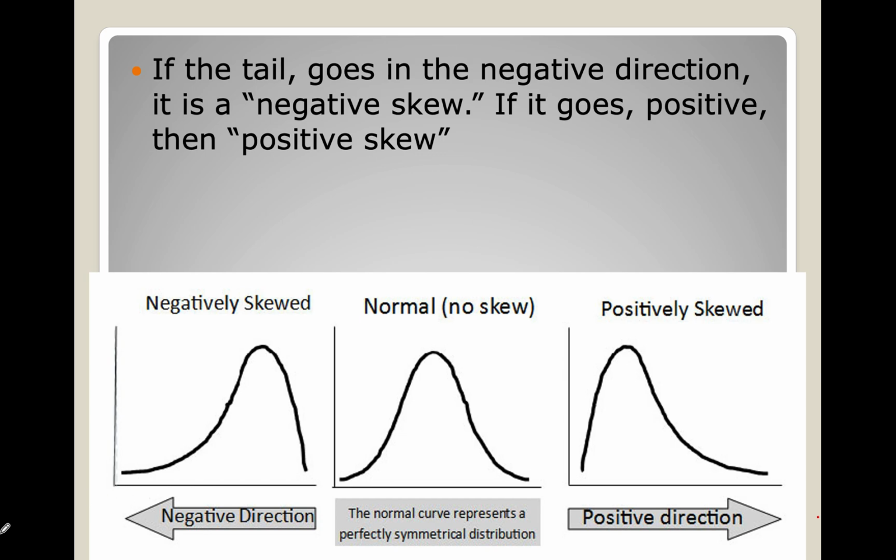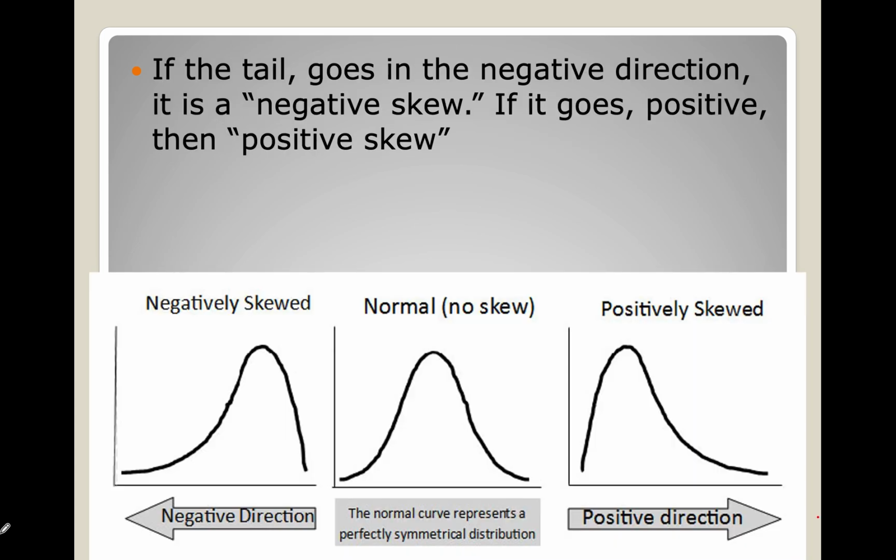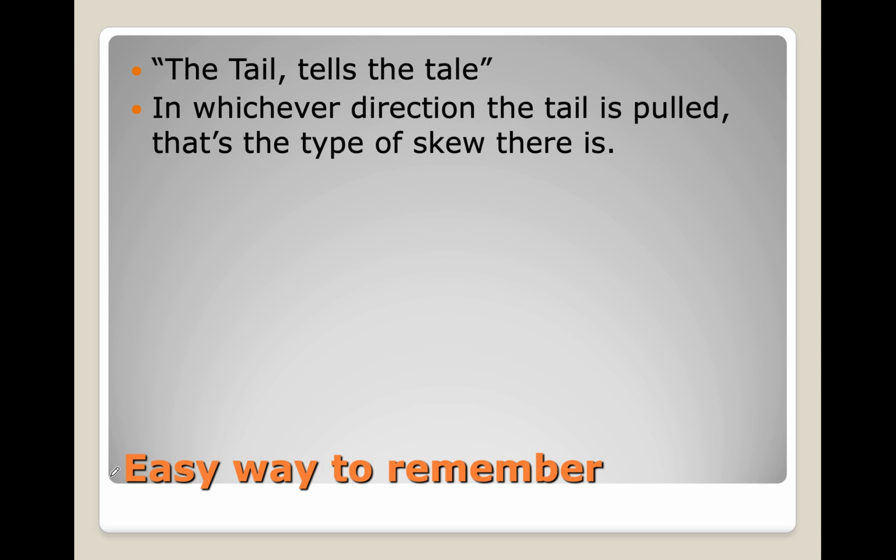You might be trying to figure out a system for remembering which one's positive and which one's negative. Real easy nursery rhyme here: the tail tells the tale. Whichever way that tail is going, that's the type of skew. Here is the tail going in the positive direction. Here's the tail going in a negative direction. So the tail tells the tale. I wish I would have known that in grad school.